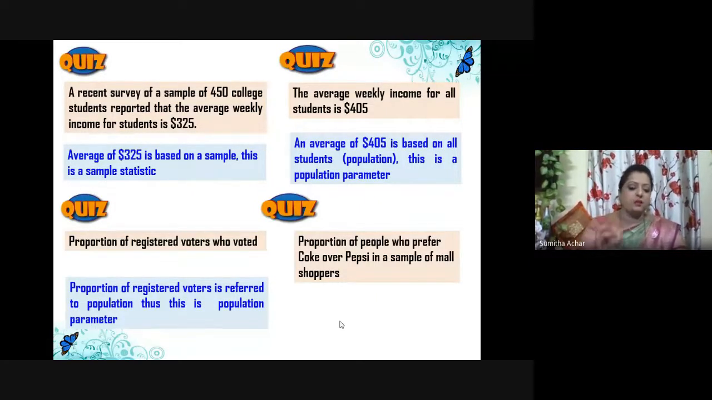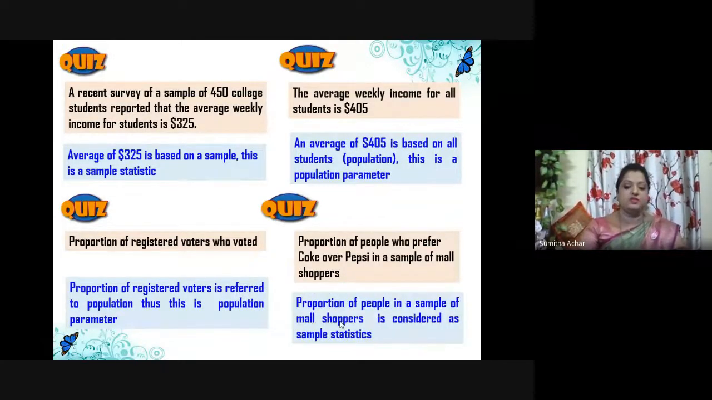The next one: proportion of people who prefer Coke over Pepsi in a sample of mall shoppers. So what type of study is this? It's a sample study, right? So do we have a statistic here? I don't have a number, but what is my statistic? Sample proportion, right? Sample proportion is a statistic, and I'm checking it with respect to Coke and Pepsi, which are the 2 products that are variables. So this proportion of people is nothing but the sample statistic, right?